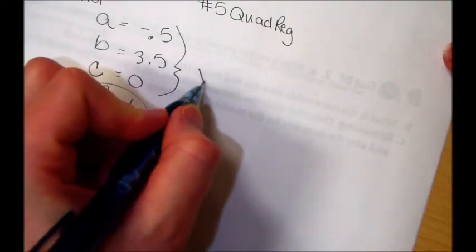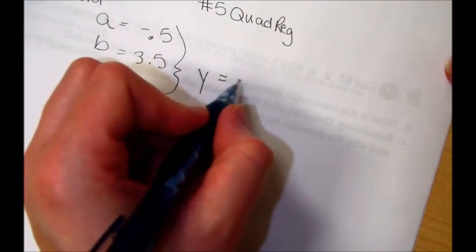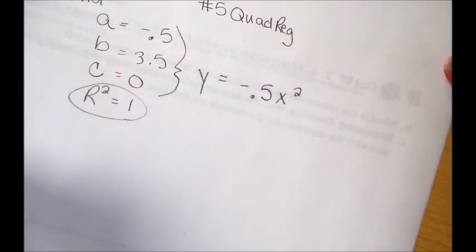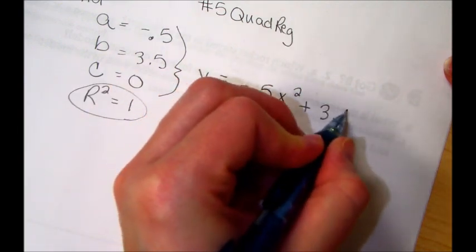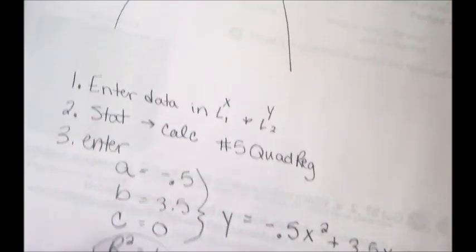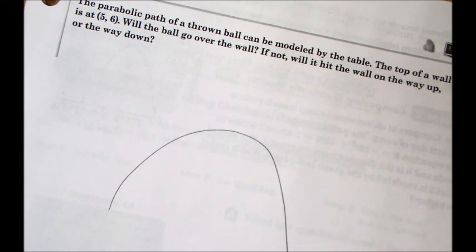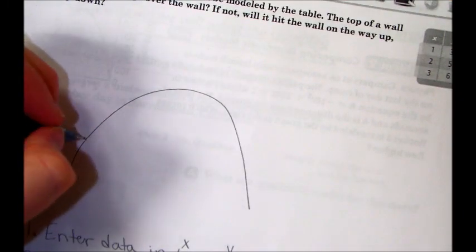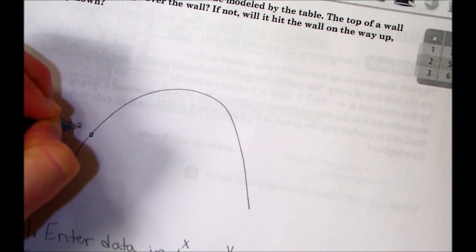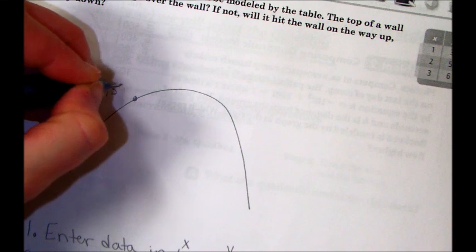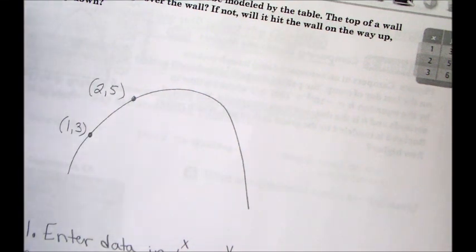These are the numbers that go into your equation. Let's make our equation. You just kind of realize how much easier the past couple of pages could have been, huh? y equals negative 0.5x squared for ax squared, plus bx, 3.5x, plus 0, okay? Now the question says the top of the wall is at 5, 6. So let's take a look. It goes to 1, 3, and then it goes to 2, 5, and then somewhere along the lines it goes to 3, 6.